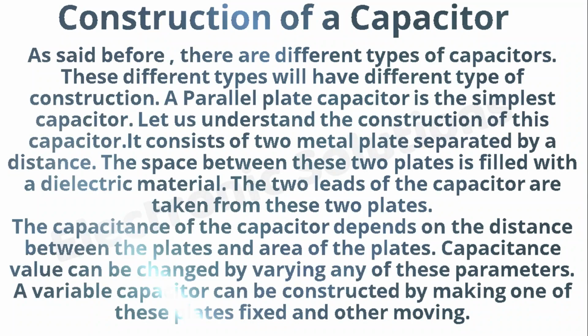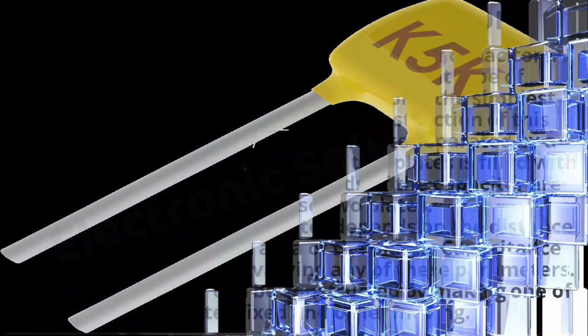The capacitance of the capacitor depends on the distance between the plates and the area of the plates. The capacitance value can be changed by varying any of these parameters. A variable capacitor can be constructed by making one of these plates fixed and the other moving.